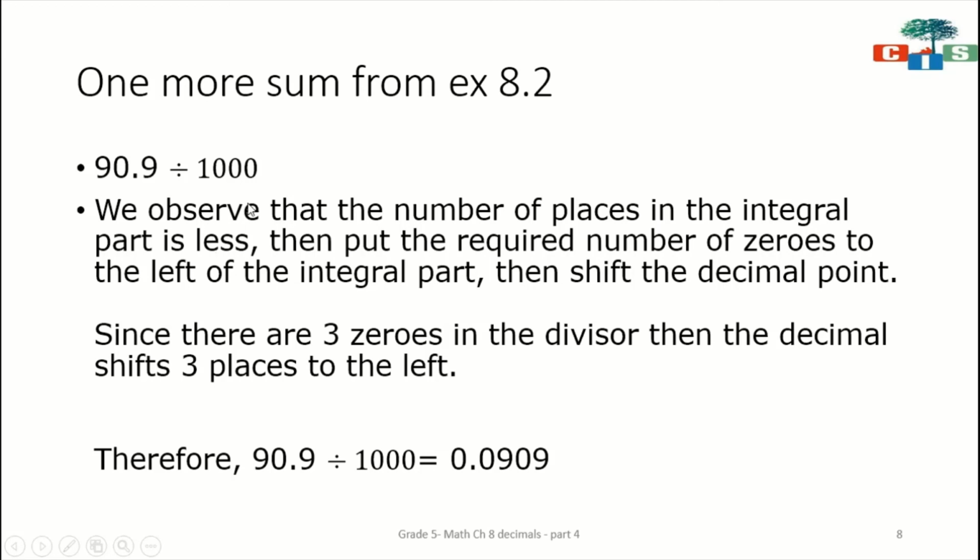You have to keep in mind that when the number of places in the whole number part is less, then you have to put the required number of zeros to the left of the whole number part. Here we have only 2 digits, but we need to shift this decimal point by 3 digits. So we have to put a 0 to the left of the 9. Then we can easily shift this decimal point by 3 digits. So our answer will be 0.0909.